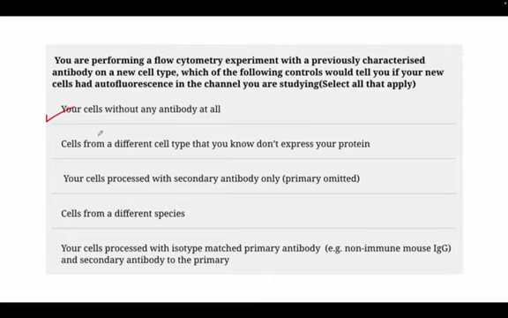We can also try cells processed with a secondary antibody only. Or cells processed with an isotype matched primary antibody and secondary antibody to the primary. This is the most stringent control, because this is basically exactly the same as your test sample, except that the primary antibody is not going to bind to your protein. So if you have autofluorescence, this is the most stringent control that we can use.